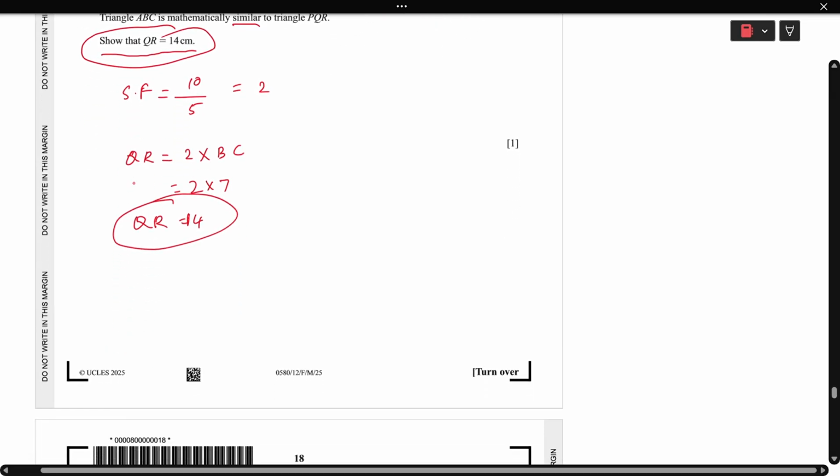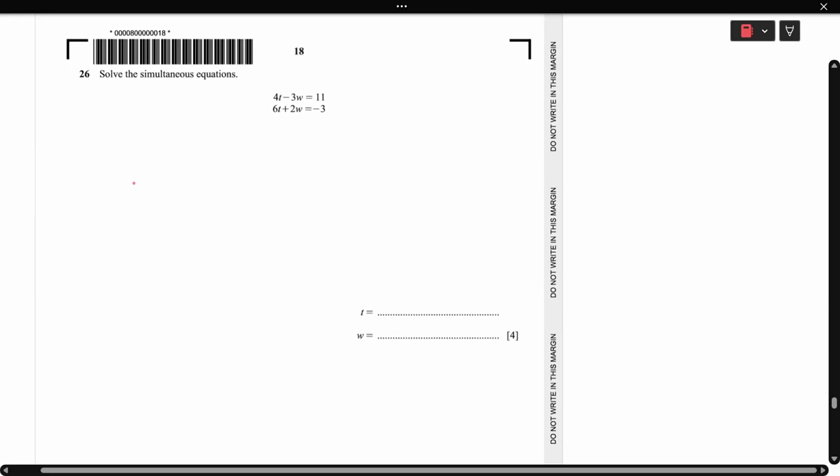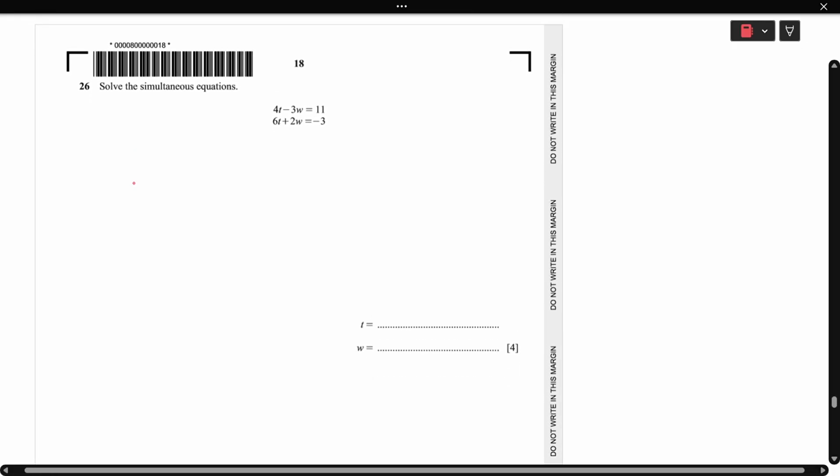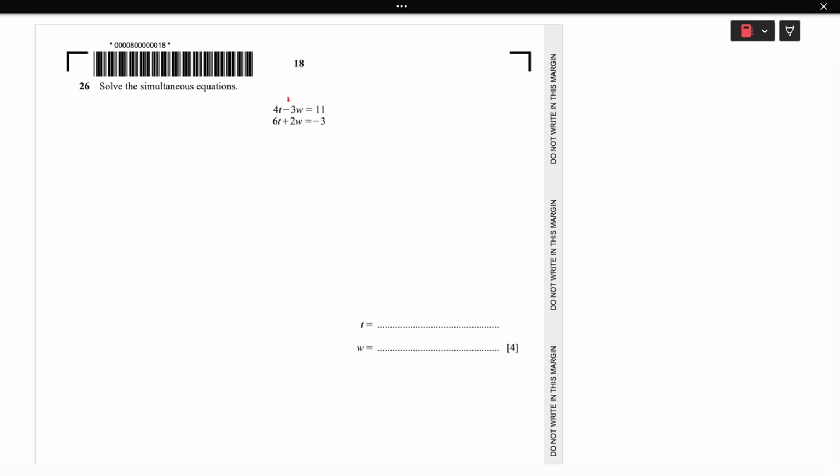Okay, the next question, question number 26. Solve the simultaneous equations. For simultaneous equations, at least one of the terms we have to make equal. So I'm going to make the w equal. The first equation I multiply by 2, and the second equation I multiply by 3, so that w is the same. So I multiply the entire first equation by 2, giving 8t minus 6w equal to 22. Next, the second equation, I multiply by 3, so 18t plus 6w equal to negative 9.